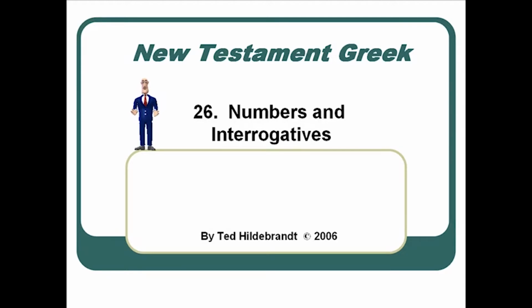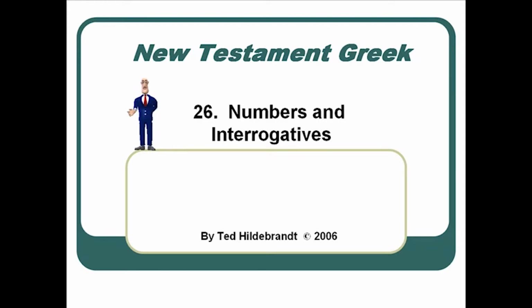Welcome to Chapter 26 on Numbers and Interrogatives. Last chapter we finished up the verbs. We finished the indicative verbs with all the tenses from the present to the pluperfect. We've also worked with the moods, the imperative and the subjunctive, as well as the indicative. Picked up the infinitives and wrestled with the participles. We've mastered the omega verbs, the contract verbs, and in the last chapter we finished off the mi verbs.